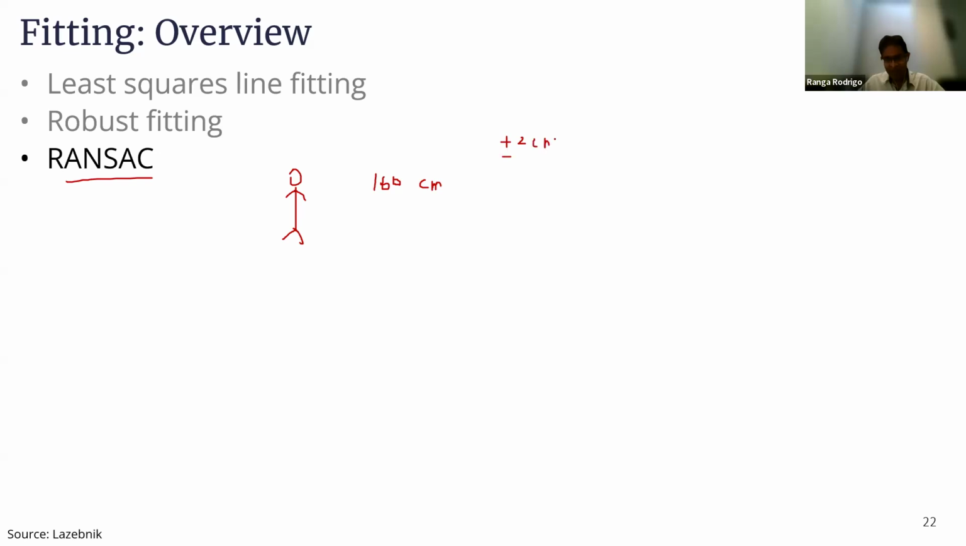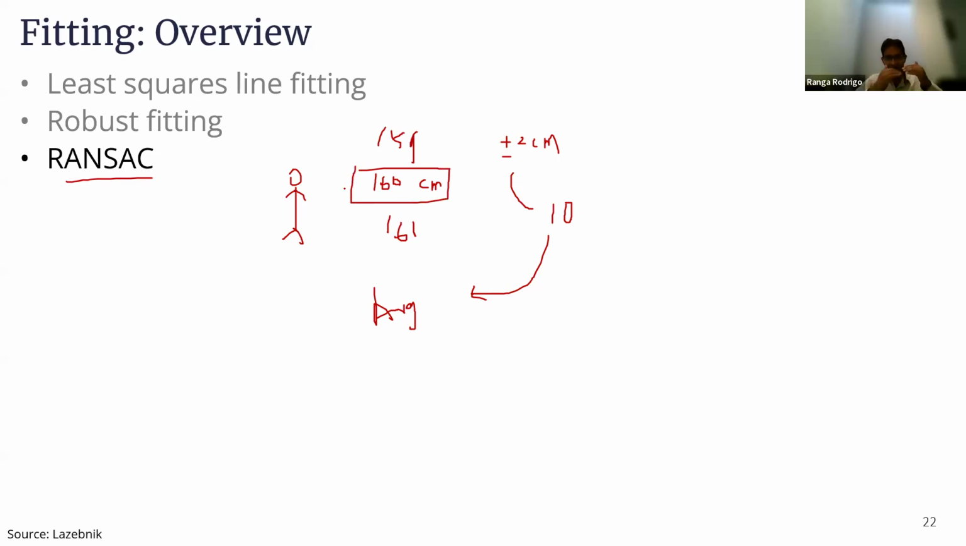Yeah, plus or minus 2 of this height. So if about 10 people agree, let's say, I select those 10 people and I average the height. Because 10 people agreed that their height is 160, maybe 161, maybe 159, like that. About 10 people agreed with this sample that I took.